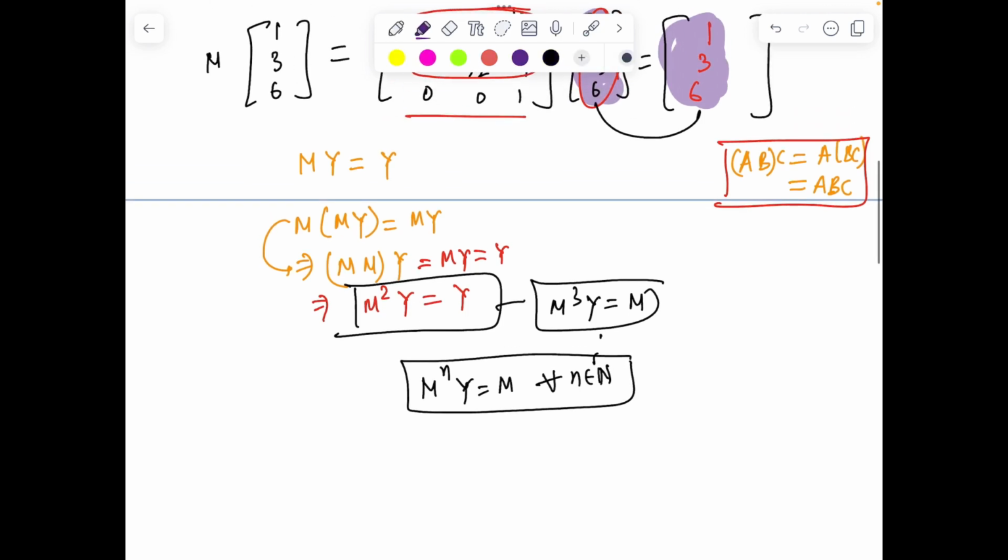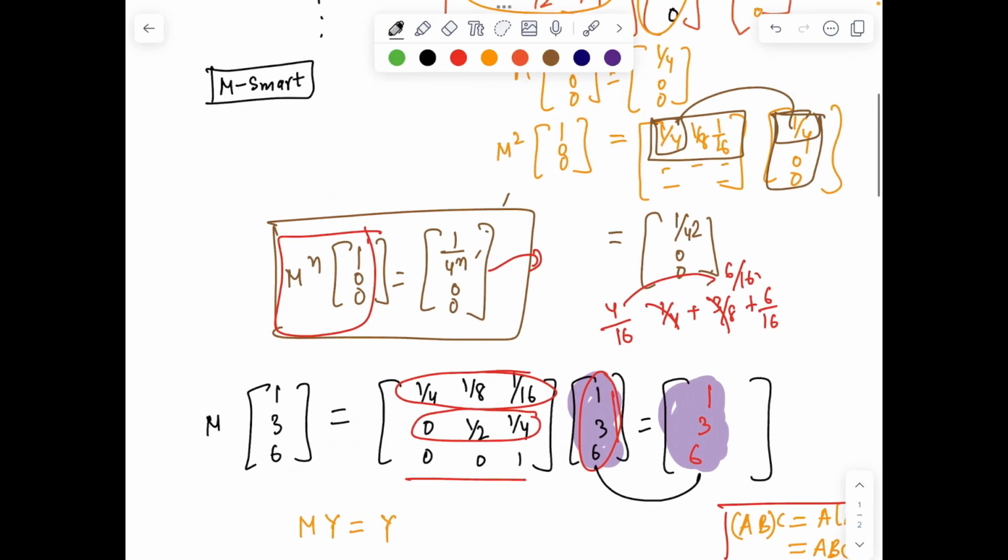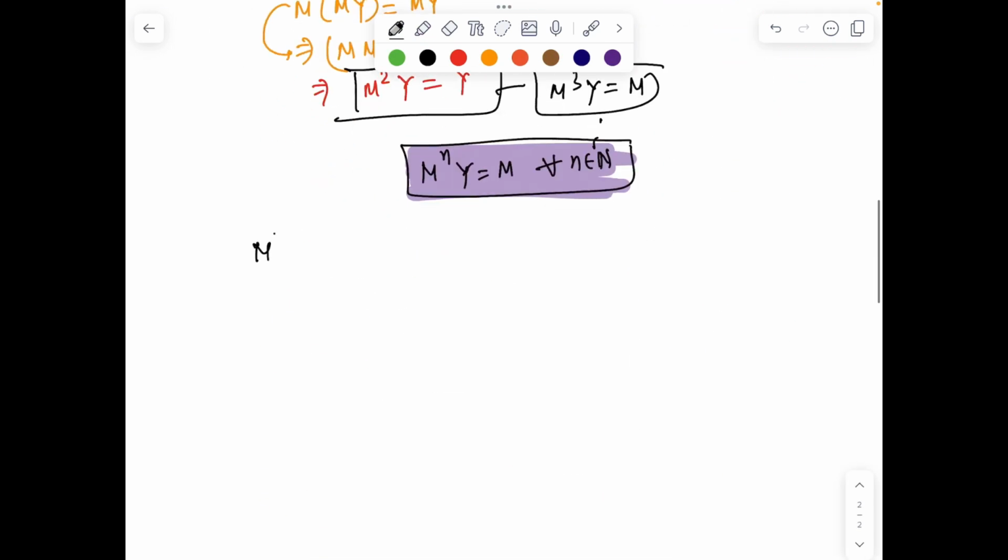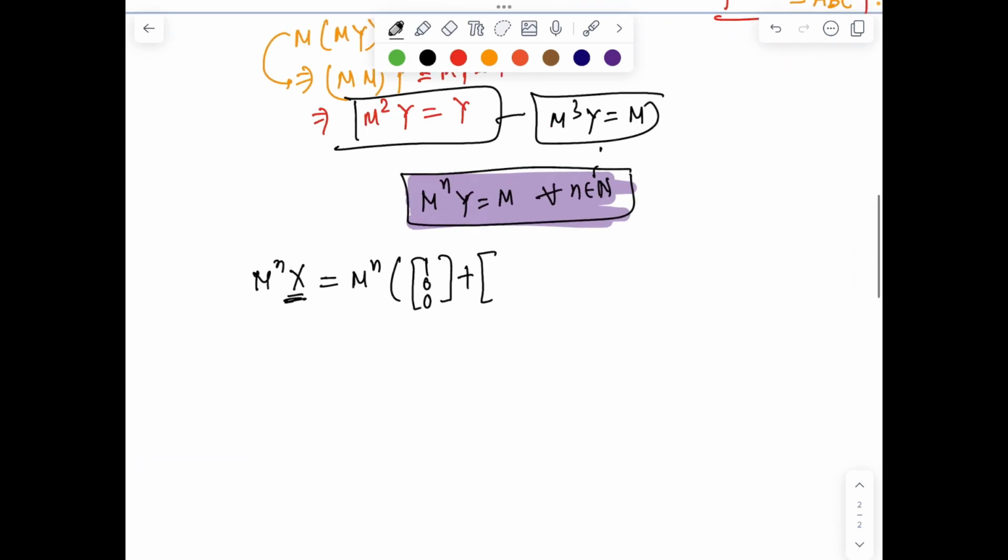And now that solves the problem, because we have a special reaction of matrix M with Y. We have a special reaction of matrix M with the column vector 1 0 0. So now, according to the question, we wanted to find M to the power n times X. That is nothing but M to the power n, and X is segregated into the 1 0 0 vector plus the remaining 1 3 6 vector, which is Y.